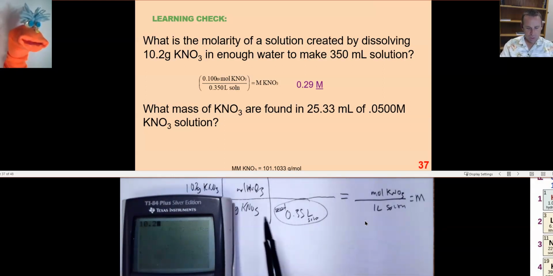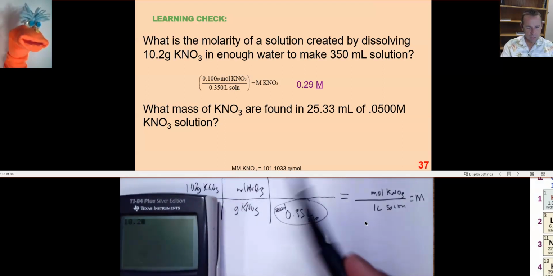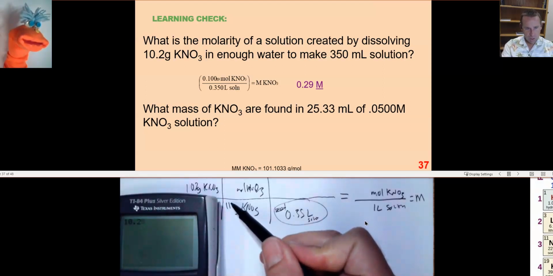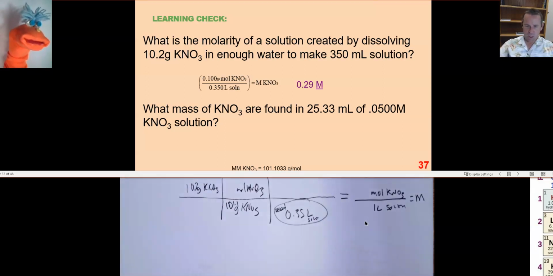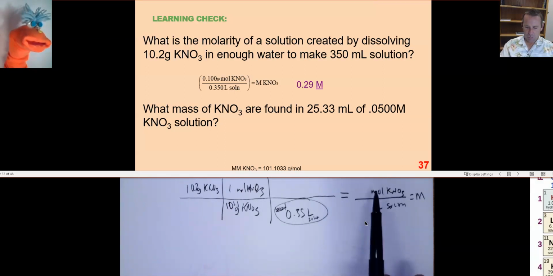calculation: 10.2 divided by, oh, this was 101.1, divided by 0.35. All right, so same thing that we just did, but we can keep it all in one statement here. And we can show whoever we're trying to explain this to that I took my grams and converted it to moles, and then I divided my moles by my liters of solution, because the units I wanted were moles per liter. So I got the molarity of my solution.